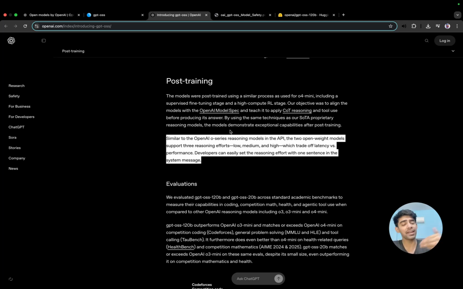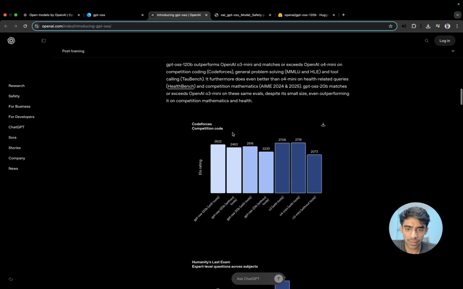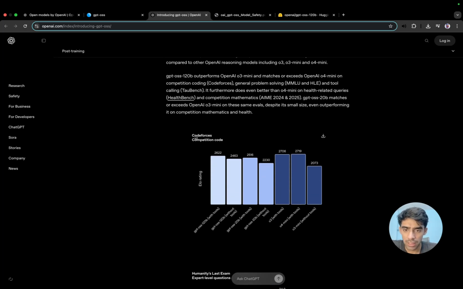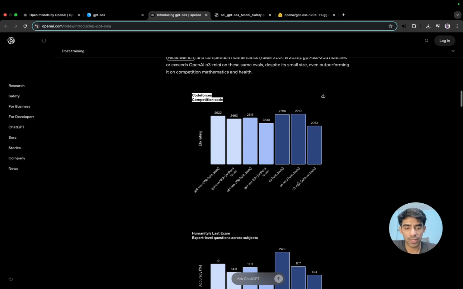Obviously, the high reasoning model is definitely going to perform better than the low one, but it is going to require more tokens, and it will obviously take more latency, right? Let's look at some things. Codeforces competition code: here you can see O3 and O4 mini were the best models, and GPT OSS was close, 2622 and it was 2706. It's definitely close, right? And this is with tools, and without tools it's 2463.